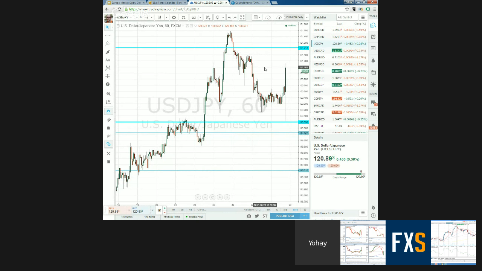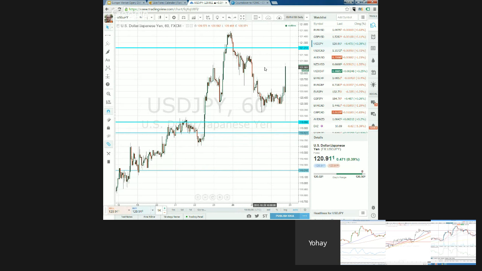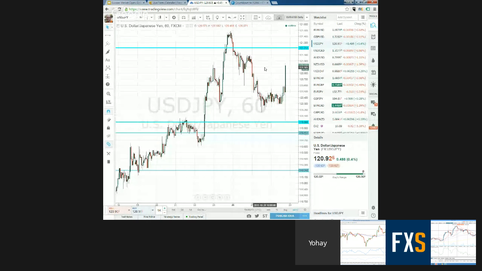Maybe they need to clear out the stops over 120.78, 121.70, Yohay. Yeah, somebody's stop hunting. Anyone who's still short the yen, that's their last hope that that high holds.